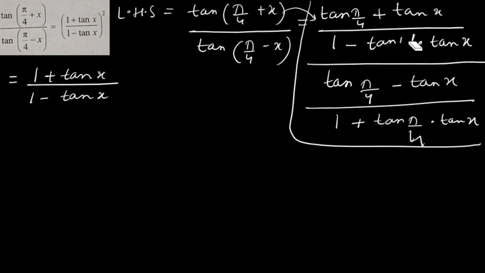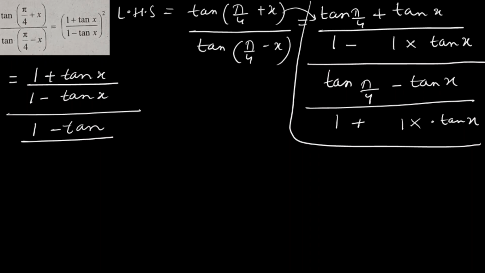So tan pi by 4 is actually equal to 1. So 1 into tan x is equal to tan x only. Same way here also, pi by 4 means 1. So 1 into tan x. So numerator I have written. Now the denominator, tan pi by 4, pi by 4 is 1, minus tan x divided by 1 plus 1 into tan x, which is again tan x. So 1 plus tan x.